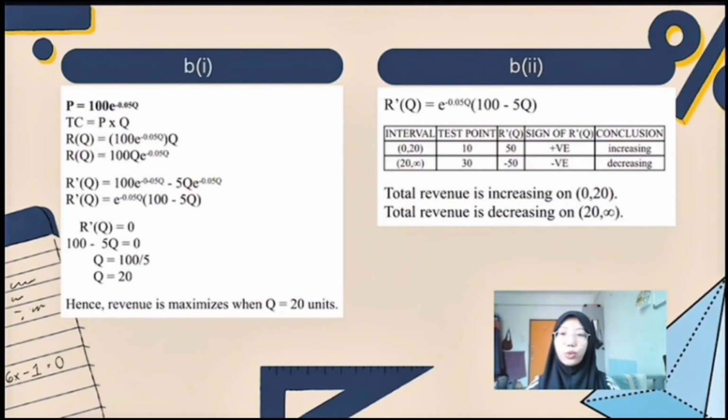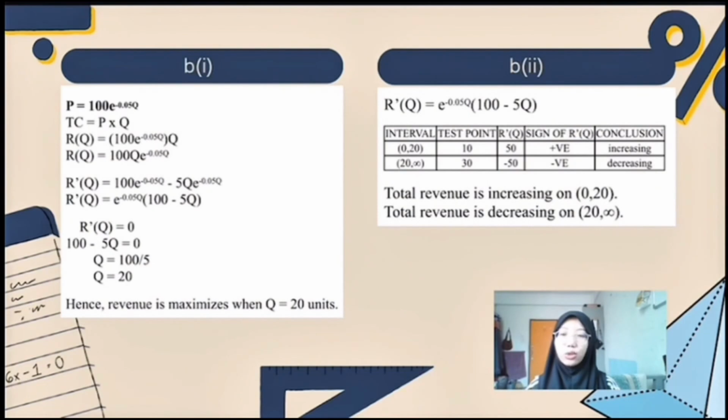For part 2 of the question, we need to determine the increasing and decreasing intervals. In order to determine where revenue is increasing and decreasing, we need to examine the sign of the first derivative. When Q is less than 20, the expression 100 minus 5Q is positive. Therefore, total revenue is increasing. When Q is greater than 20, the expression becomes negative. Therefore, total revenue is decreasing.